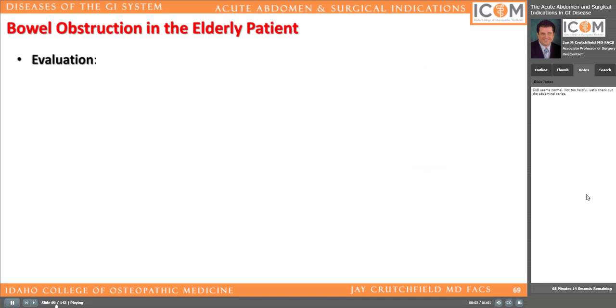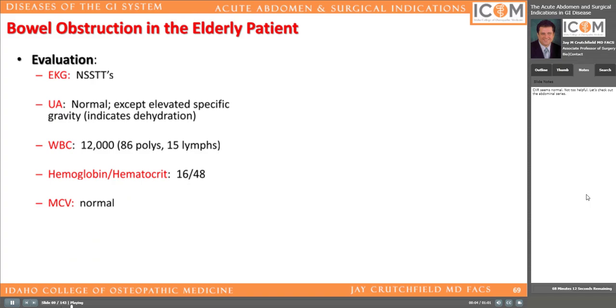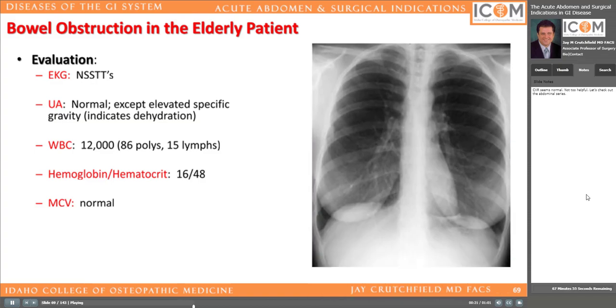So the EKG shows non-specific ST T-wave changes. Her urinalysis is normal. The white count is 12,000, 86% polys and 15% lymphocytes. Her hemoglobin is 16, her hematocrit's 48, and her chest x-ray is shown.